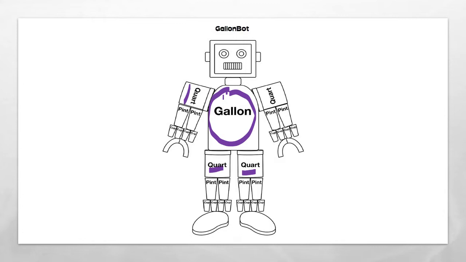Remember, into each quart goes 2 pints. So then we go to get to pints. So we see we have a pint, a pint, a pint, a pint, a pint, a pint, a pint, and a pint. Wow. 2, 4, 6, 8 pints.